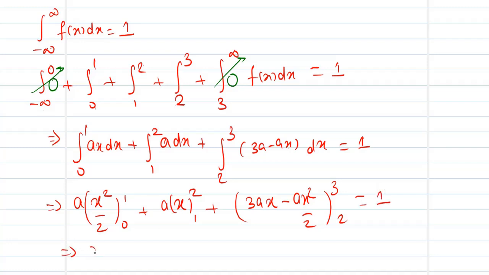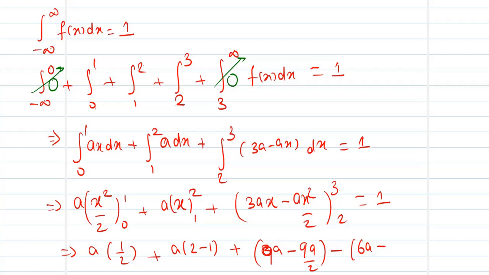Apply upper limit minus lower limit: a times 1 by 2, plus a times the upper limit minus lower limit, 2 minus 1, plus 3a times the upper limit, which is 3. So this becomes 9a minus the upper limit 3 square a, which is 9a by 2. This is the upper limit minus the lower limit. 3 twos are 6a minus 2 square, which is 4, and 4 by 2 makes it 2a. So this is the upper limit minus lower limit for the third function.